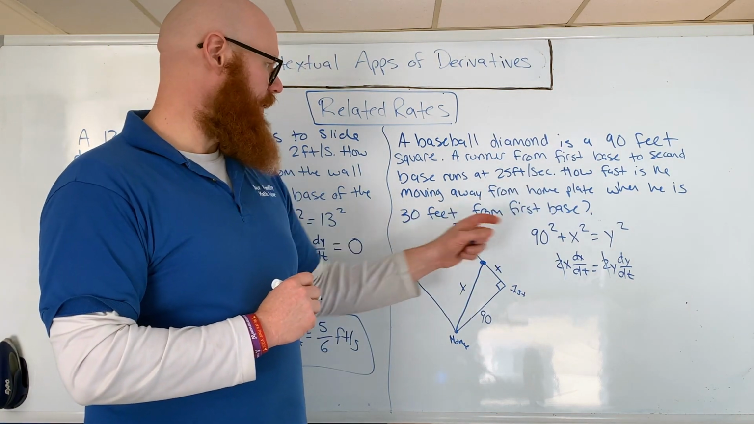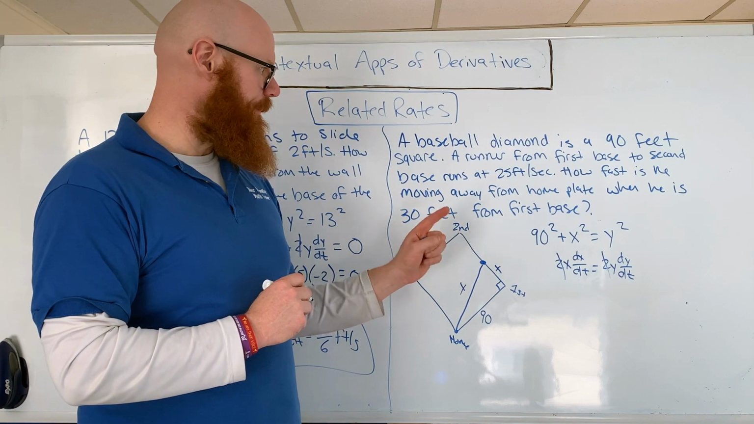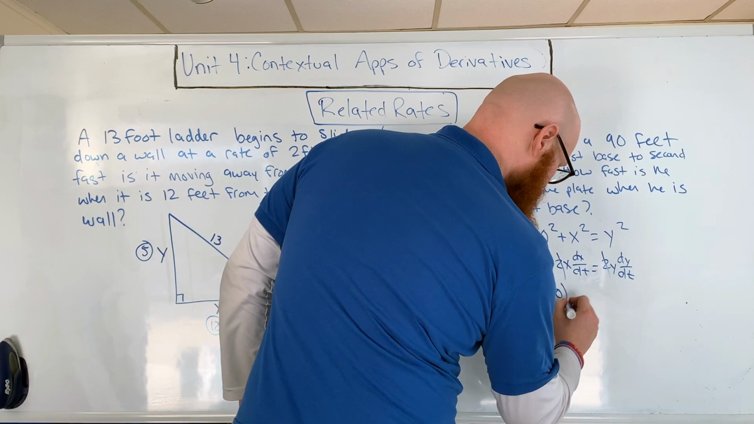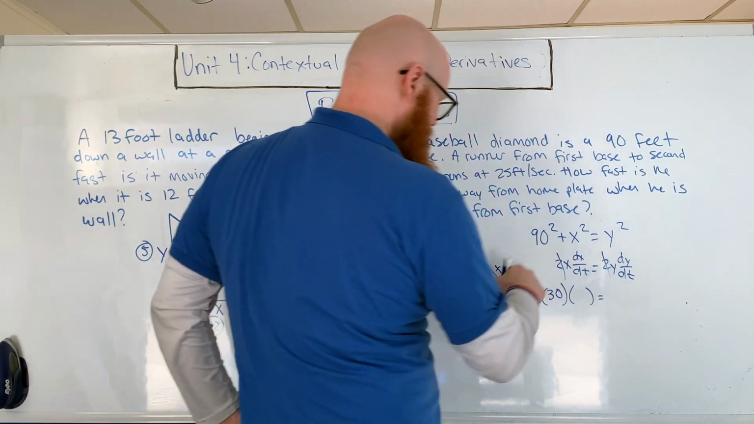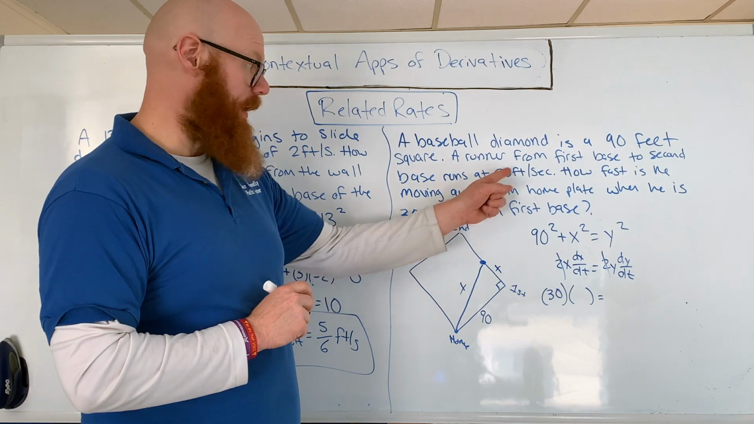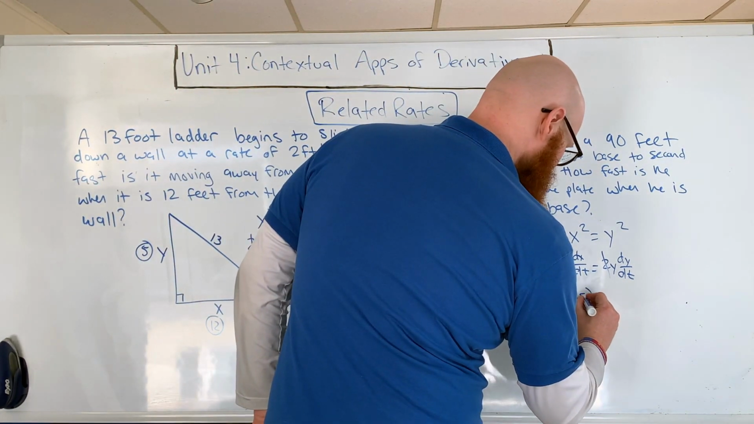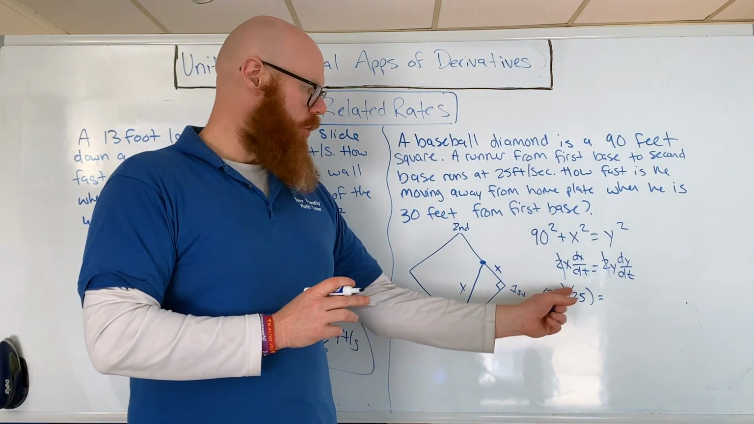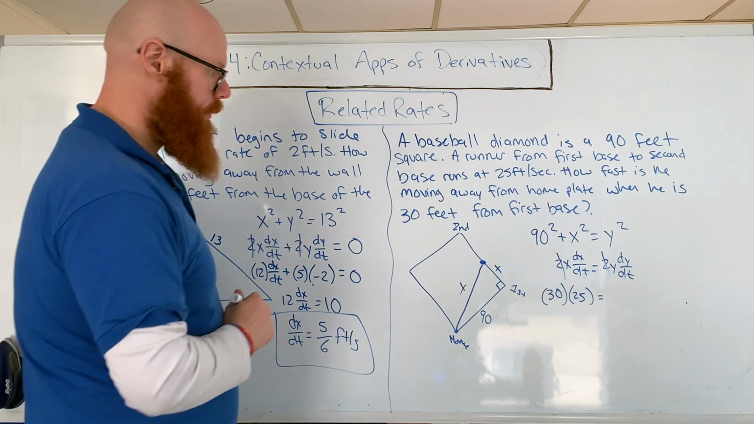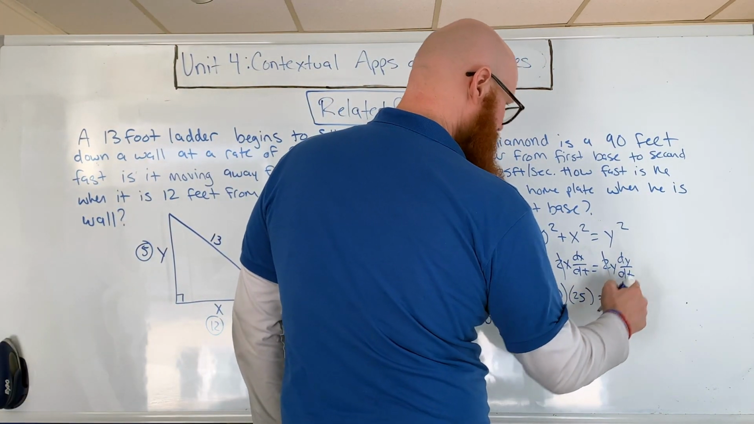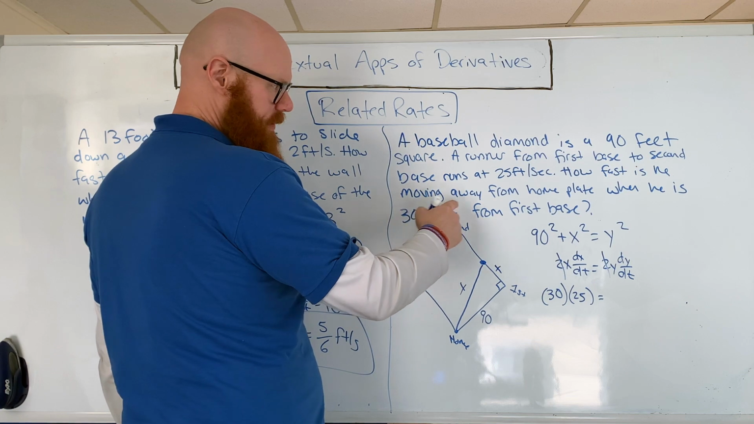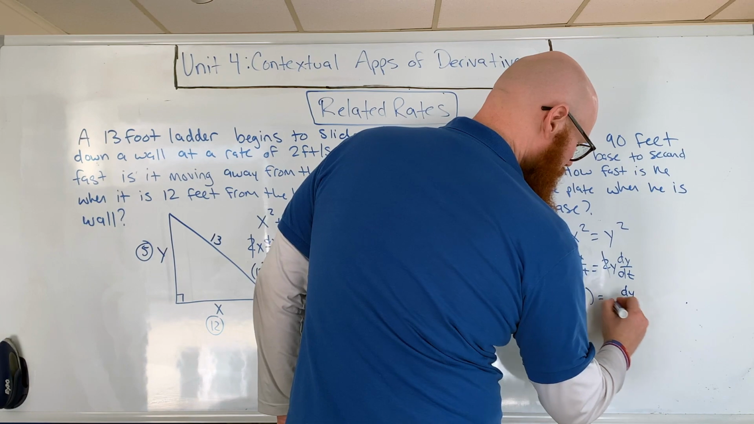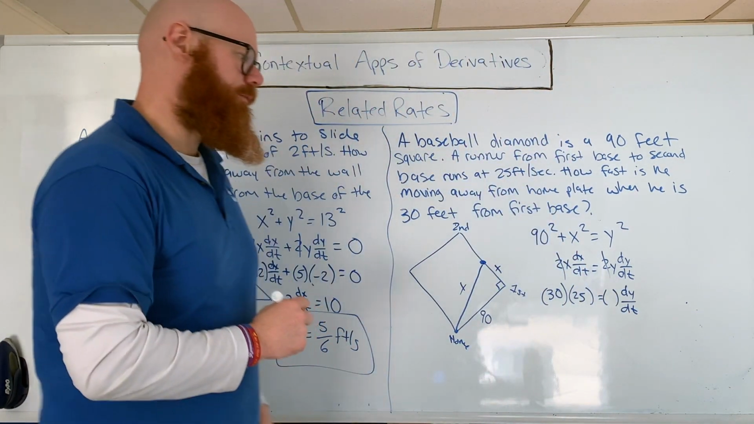x represents this distance. Well, they tell us that. How fast is he moving away from home plate? When he's 30 feet from first base. So that's 30 feet. dx/dt is the rate at which x is changing. Well, that's the runner running, so that's 25. And as the runner runs to second base, his distance from first is increasing, so that's going to be a positive rate. Now we need y and dy/dt. Well, dy/dt is how fast he's moving away from home plate, so dy/dt is what we're looking for.